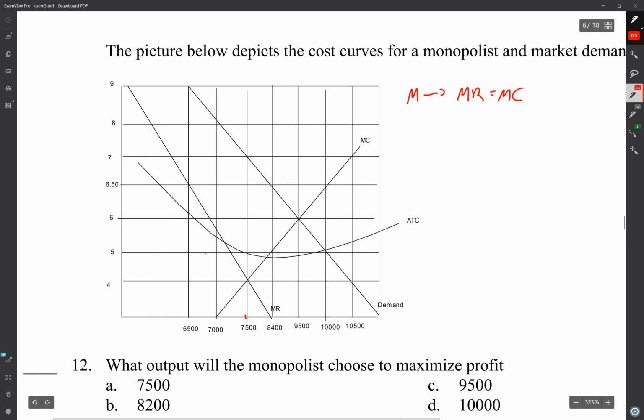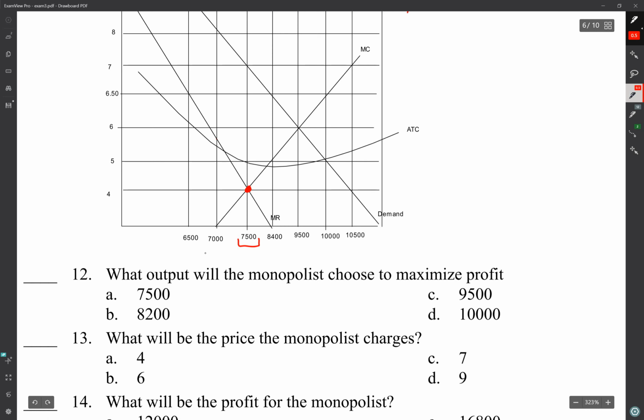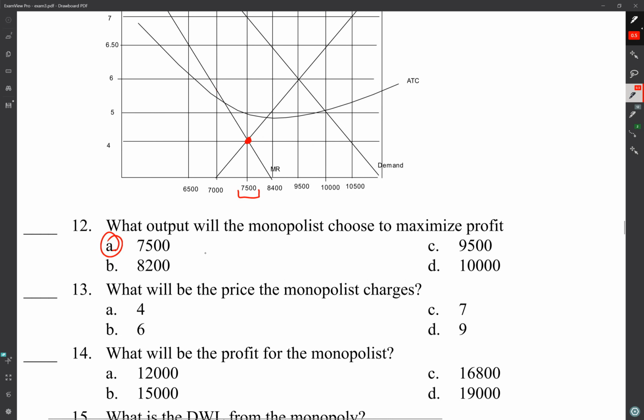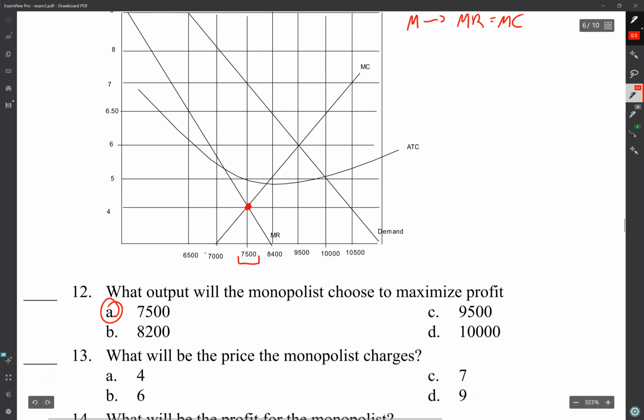Okay, so what we're going to do is we're going to find where marginal cost equals marginal revenue. That happens here at 7,500. We look at our answer choices, and we see that 7,500 is answer A. Okay. Next, we ask, what will be the price the monopolist charges?